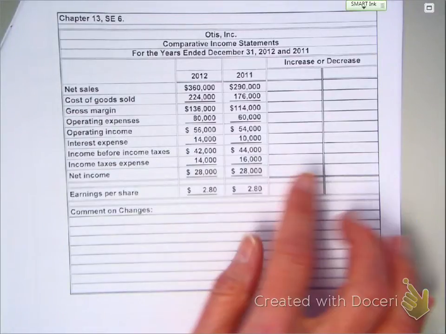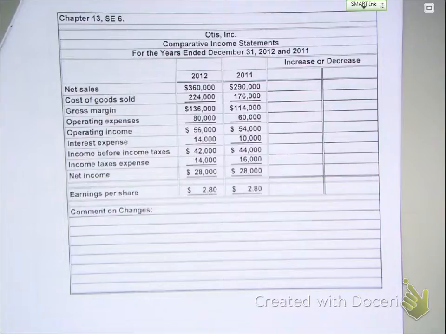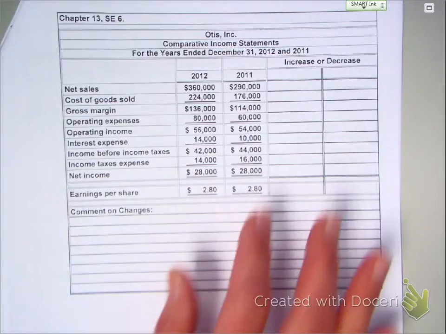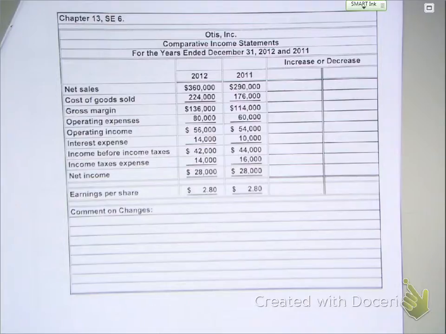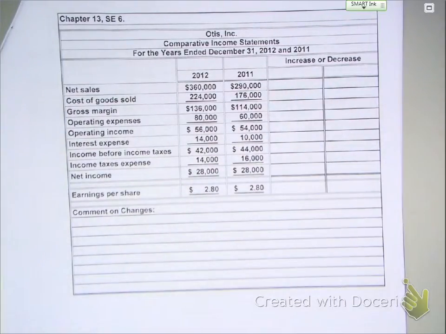You guys are going to calculate in SE6 on, which page was that? 618? On page 618. You're going to calculate the horizontal information by basically doing the change in terms of dollars and the change in terms of percentages for our company Otis Inc. Okay, and so you have the dollars.